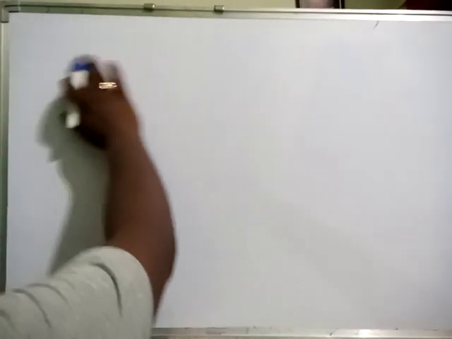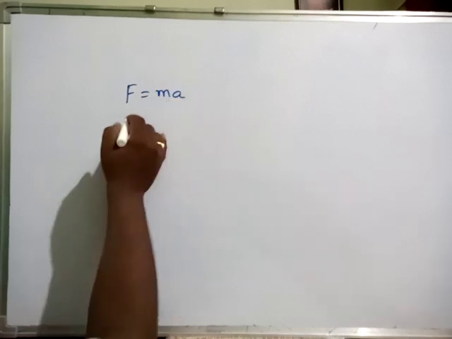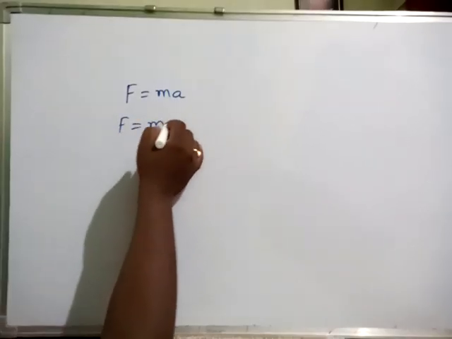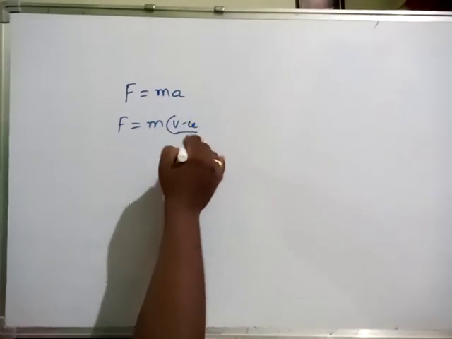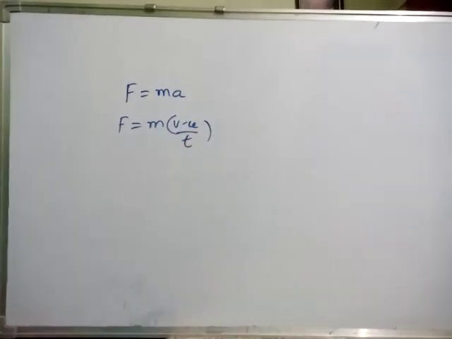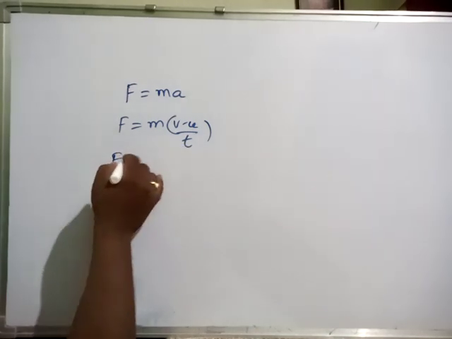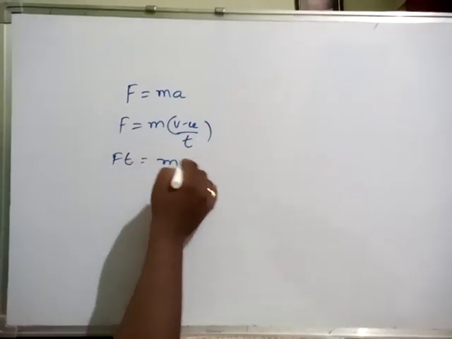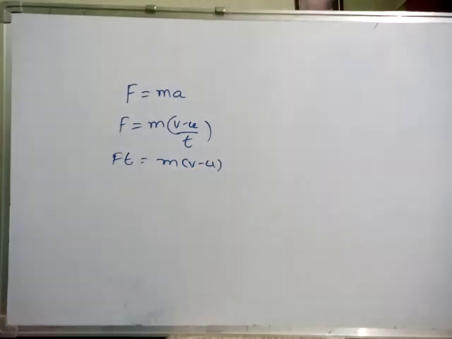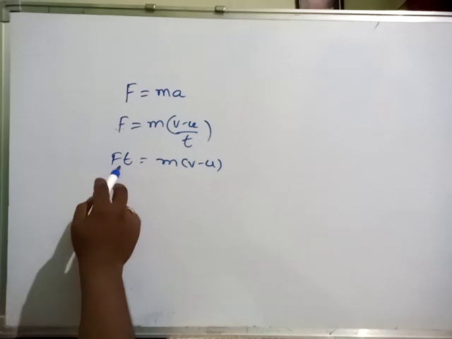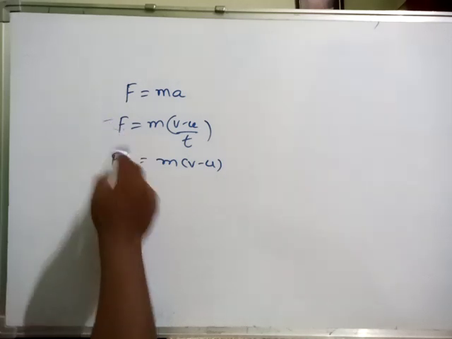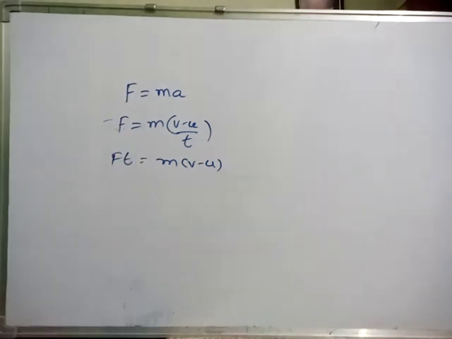Children, in this chapter we have some formulas. F is equal to ma, F is equal to m into acceleration, which means (v minus u) by t. This is one formula, and force into time is equal to m into (v minus u). This is also one formula from this one. If you bring this t this side, it becomes multiplication. So these are some common formulas we have to use.